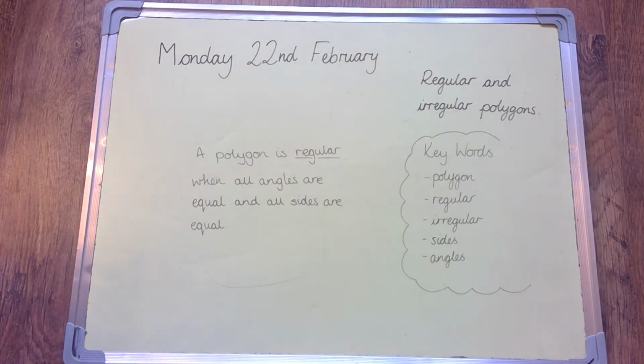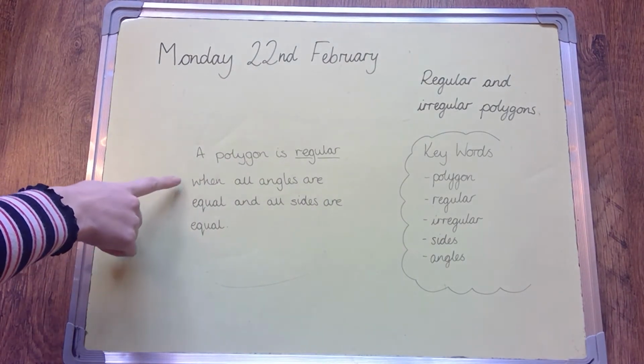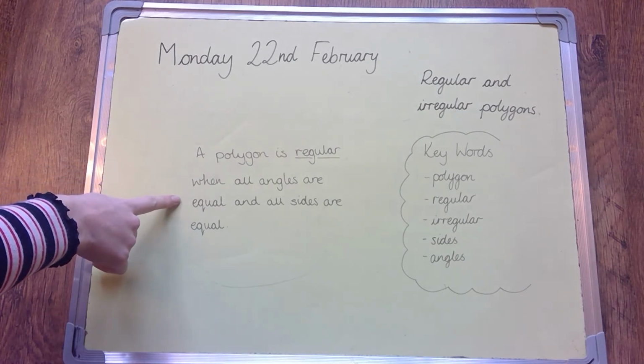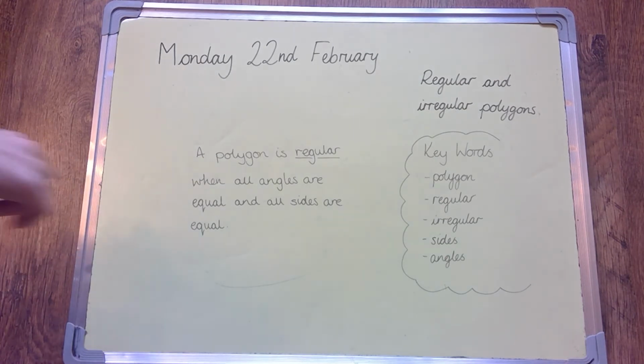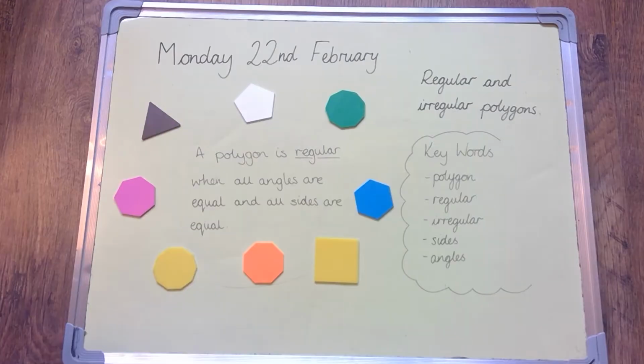Okay, so it says here a polygon is regular when all angles are equal and all sides are equal. So that means that all the angles are the same and all of the lengths in the shape are the same length. So I've got here a selection of 2D shapes, and these are all examples of regular polygons. So all of their angles and sides are the same.